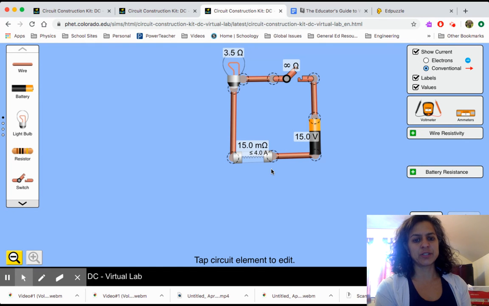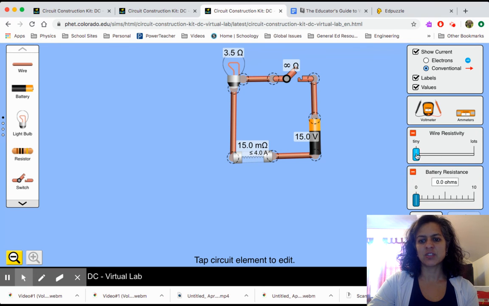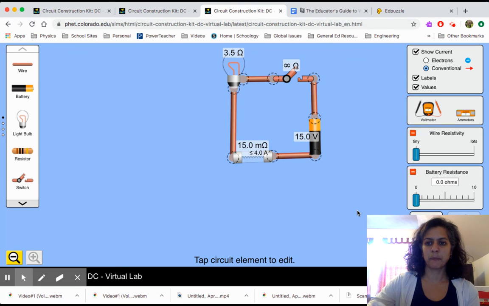We're going to assume that this is really small compared to the bulb, so that you don't need to consider this 15 milliohms in your calculation. And then also I'll show you this so you can see that the battery resistance is set to 0 and the wire resistivity is tiny. So this time we can ignore it. When I close the switch, I want you to figure out if the fuse is going to blow when the switch is closed.